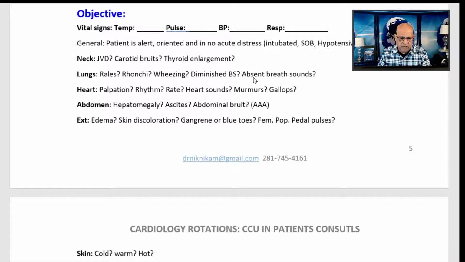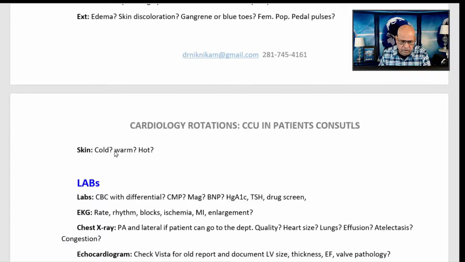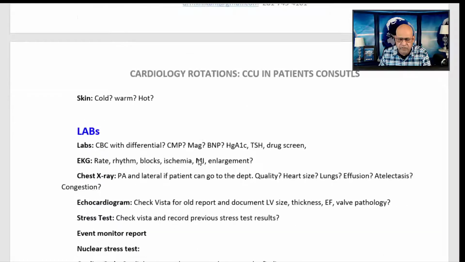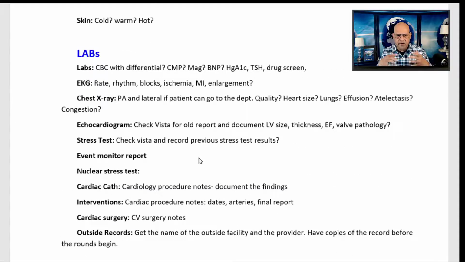Then you check the abdomen for hepatomegaly, ascites, and you look in the legs for edema, skin discoloration, cellulitis, gangrene, and check all the peripheral pulses. It's important to document all the peripheral pulses. You look at the skin temperature, and you also make a note of the general appearance of the patient. This 65-year-old frail elderly lady.